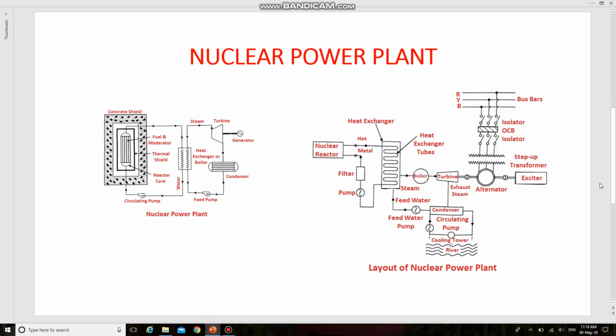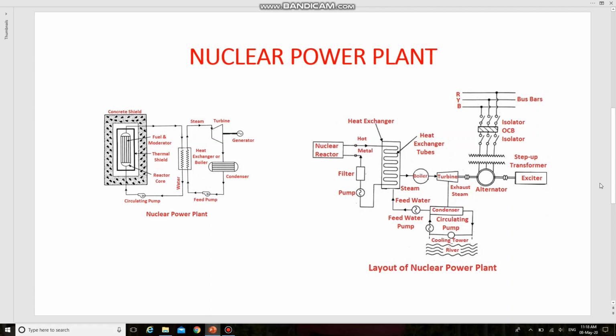So this is the working of a nuclear power plant, and some advantages of this power plant are that less fuel is required compared to any other type of power plant, and it requires less space than a thermal power plant. It is compact in size and simple in maintenance. Less water is required. Transportation cost of the fuel is less, and the cost of erection is also less. As the requirement of fuel is less, fuel handling is negligible.